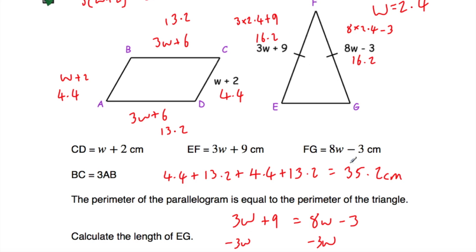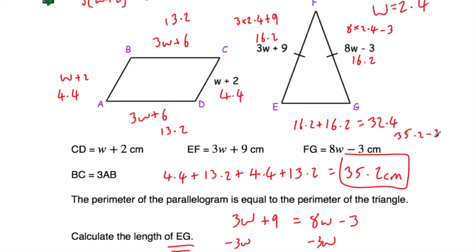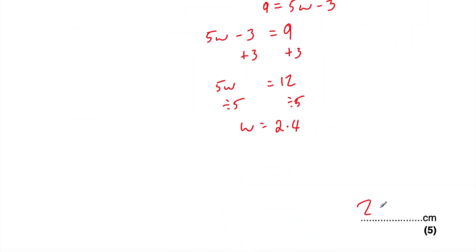We know the perimeter of the whole shape is equal to 35.2 centimeters. So if we take those away from 35.2, we can find the length of EF, what we're trying to find. 16.2 plus 16.2 is equal to 32.4. And then 35.2 take away 32.4 is equal to 2.8. So EF is equal to 2.8 centimeters. And that's it.